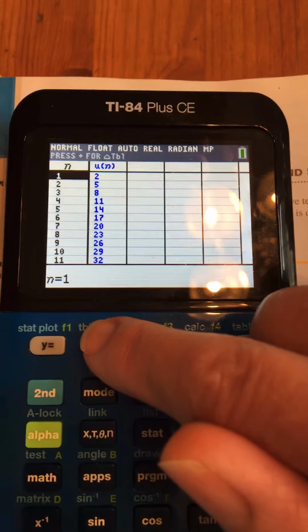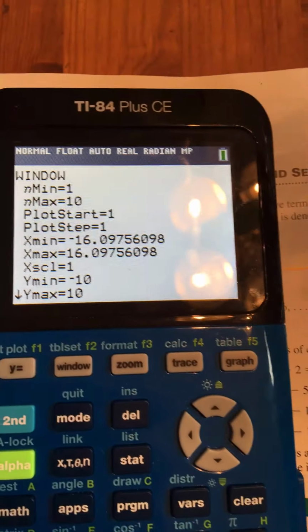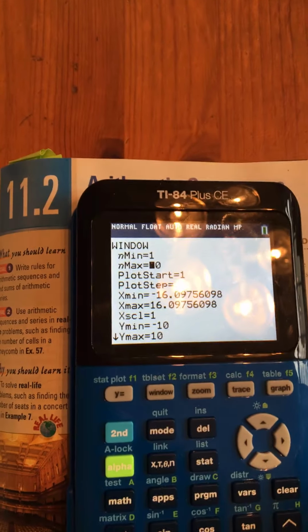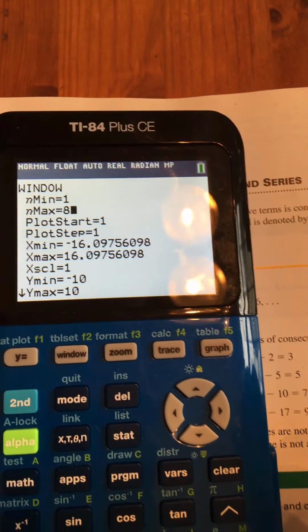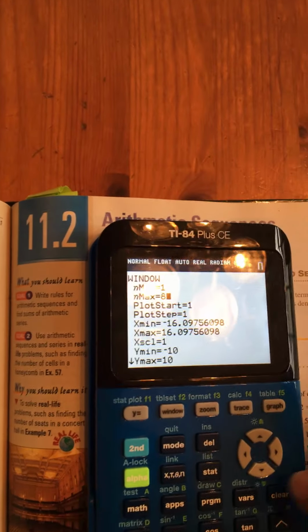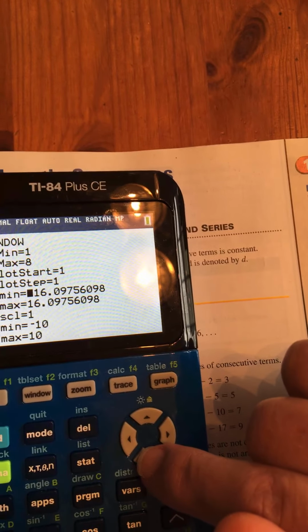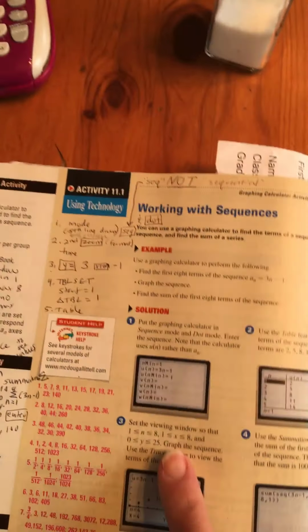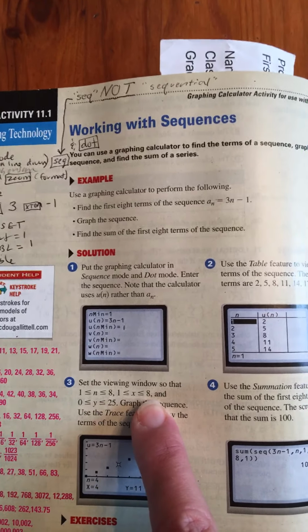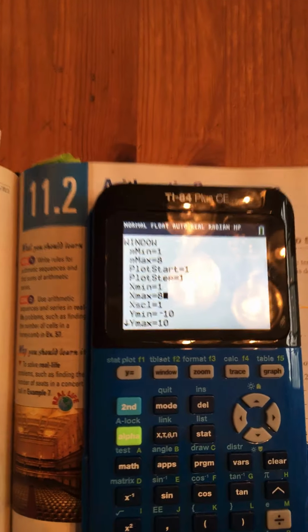So now I'm going to go to window to get my window for graphing. And I want my minimum to be 1, and I want my maximum to be 8, is what they told us. So I'm going to change that to an 8. Okay, so here's my window. I want n to be between 1 and 8, so I did that. I want x to be between 1 and 8. So my x minimum is going to be 1, and my x maximum is going to be 8.